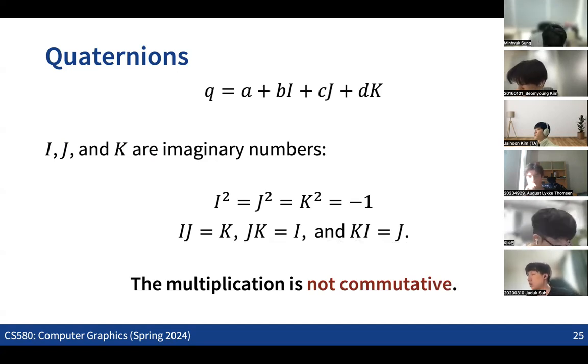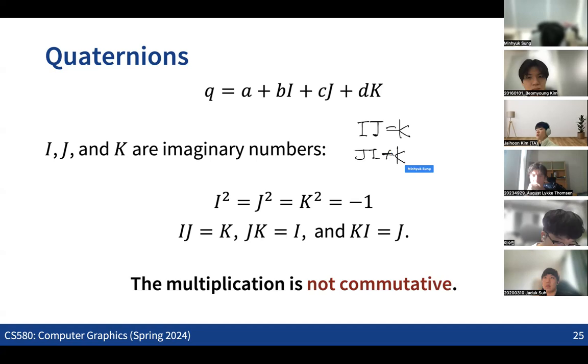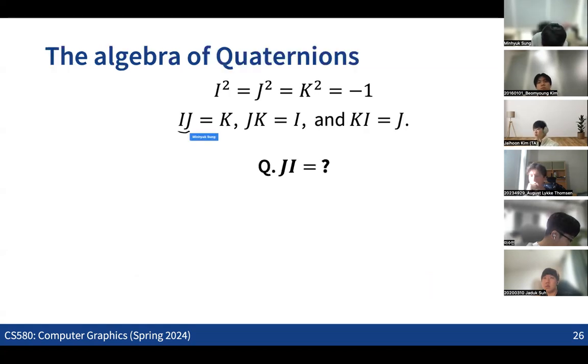The key thing here is that the multiplication is not commutative, which means that although i times j is k, j times i is not k. This non-commutative property is one of the essential properties for finding the mapping to 3D rotations. So here is the question: if multiplication is not commutative, and i times j is k, j times k is i, and k times i is j, what should j times i be? Let's find the answer.